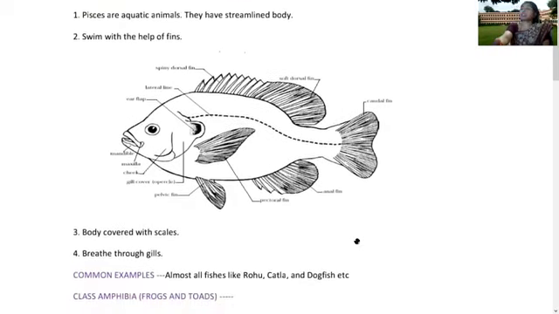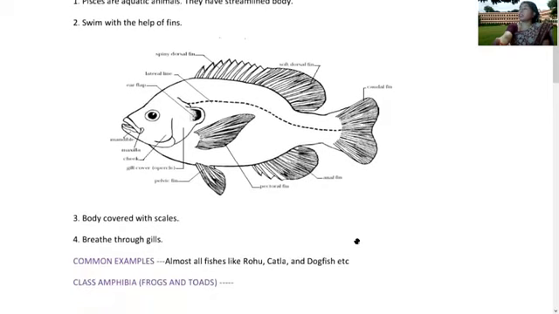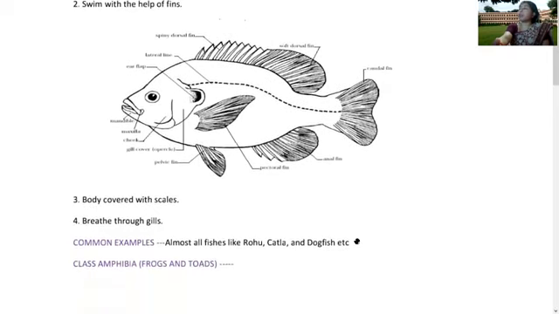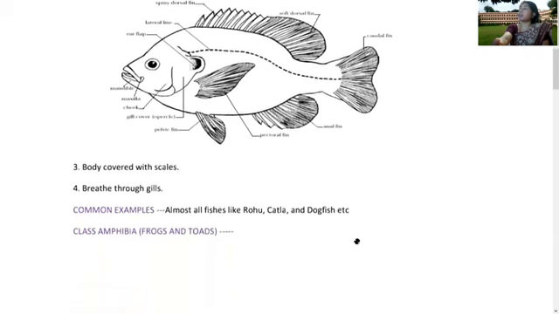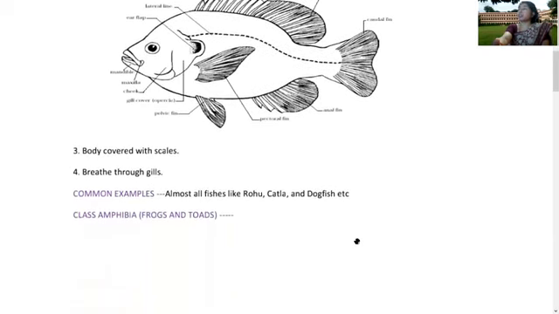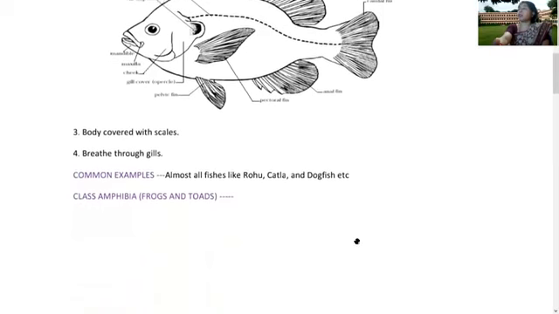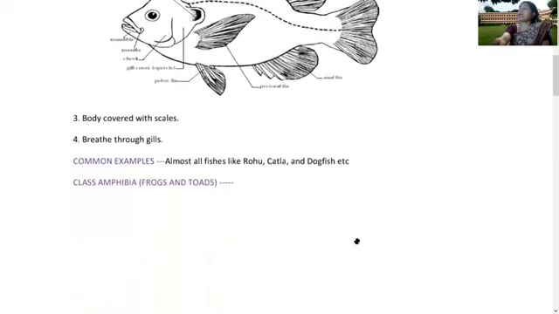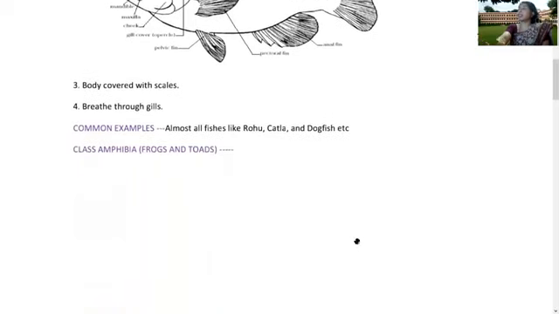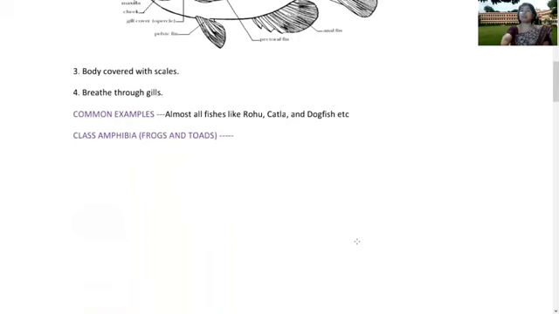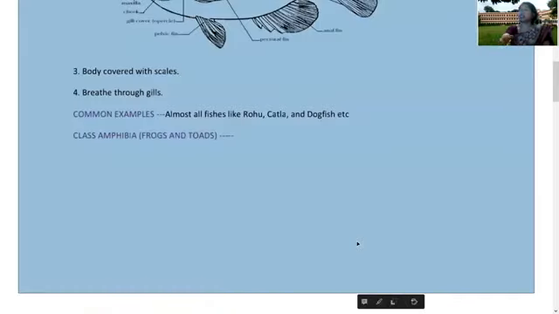We will go to the next category, which is amphibian, right? So what do you mean by amphibian? Amphibians are normally the animals that survive both in water and on land, right? So these are very important animals. They have certain basic characters.